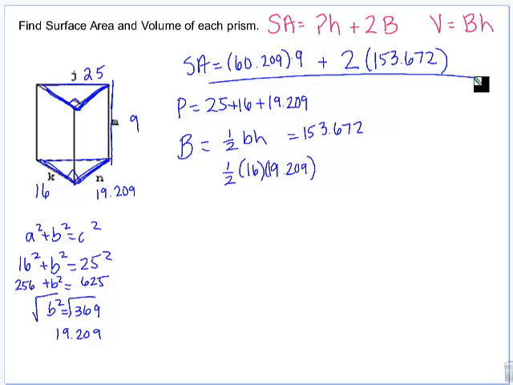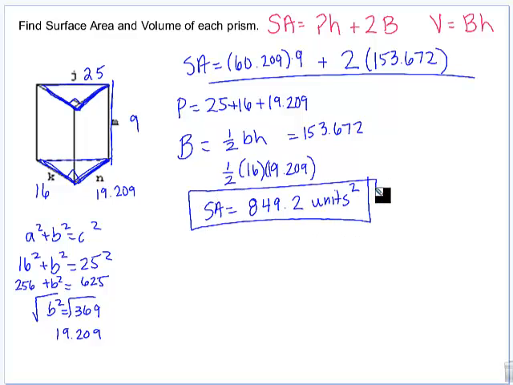So now we just need to figure out what that is. So we're going to take 2 times our base, and we're going to add on our perimeter, which is 60.209, times the height, which was 9. And so our surface area of this prism is 849.2. We'll go to the nearest tenth. I did not give you units here, so we will say units squared. Squared because we're finding the area.